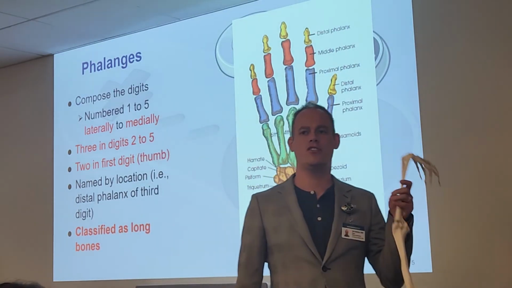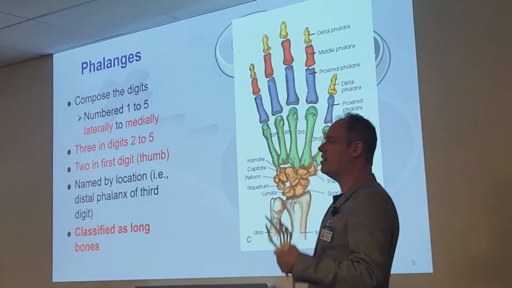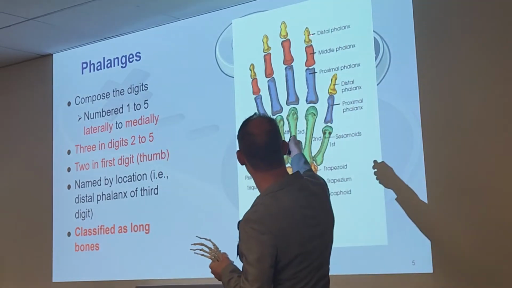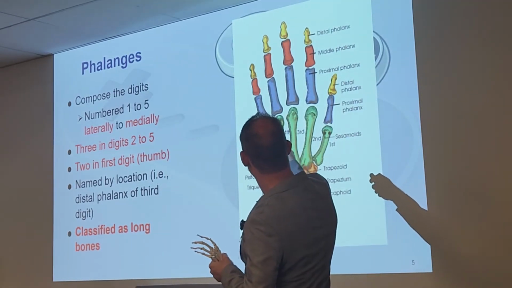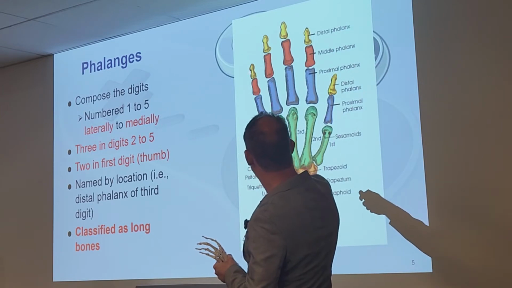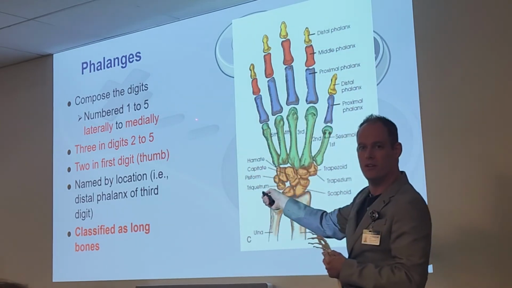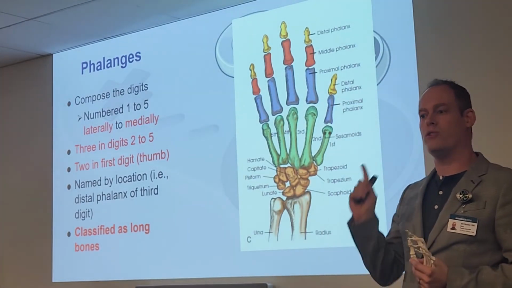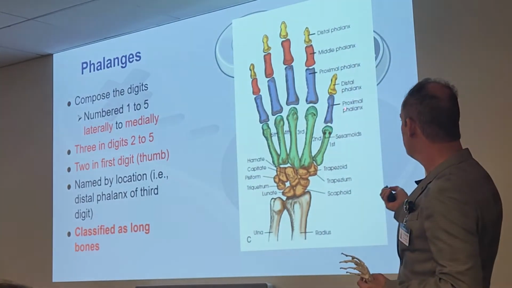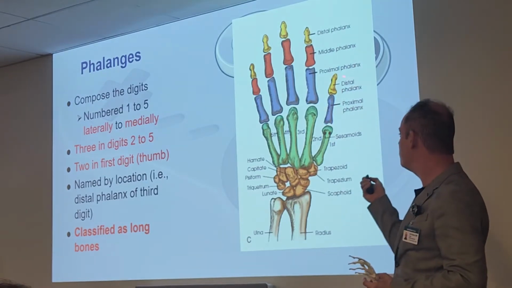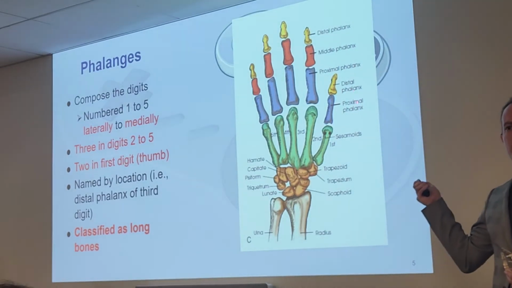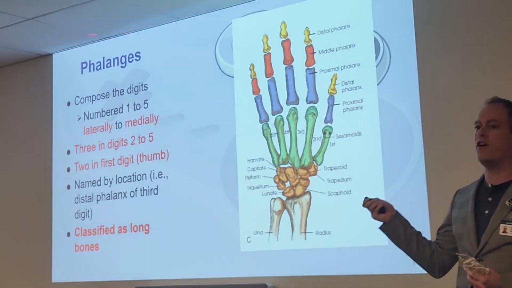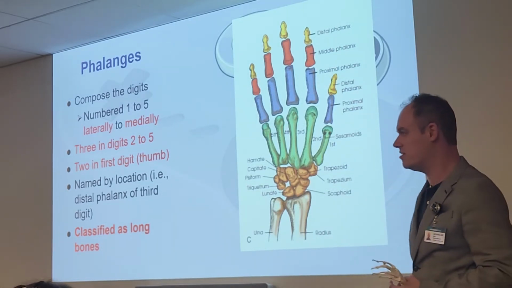Now, as far as the phalanges go, or phalanx, there are 3 in digits 2 through 5, as we look at right here, guys. 1, 2, 3, 1, 2, 3, 1, 2, 3, 1, 2, 3. Yellow, red, blue. 3 phalanges in digits 2 through 5, but only 2 in digit number 1, which is the thumb. Please remember that. People always forget that the thumb is unique, and it only has 2 phalanges versus digits 2 through 5 having 3 phalanges each.